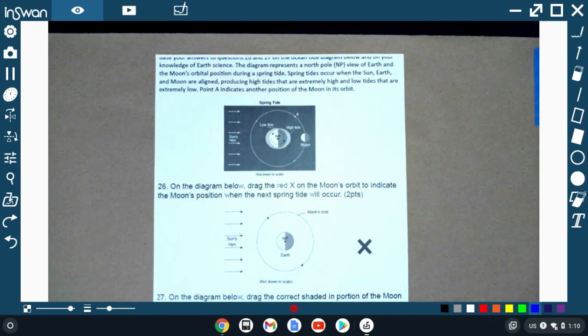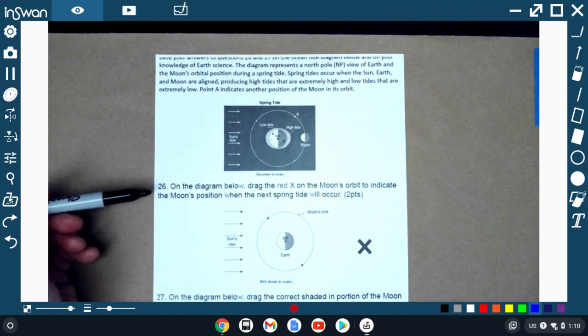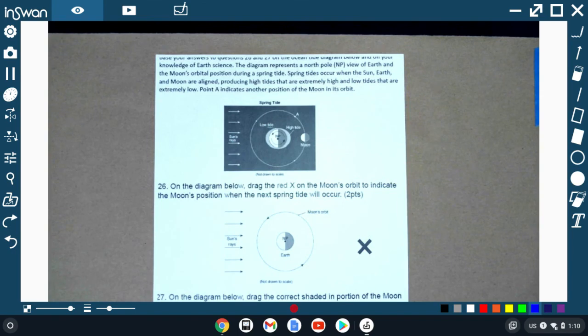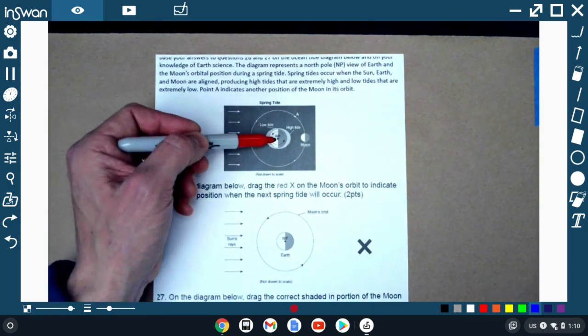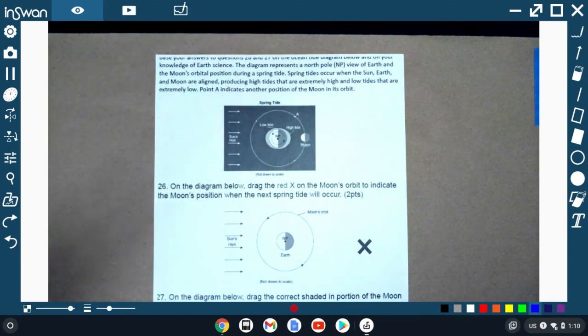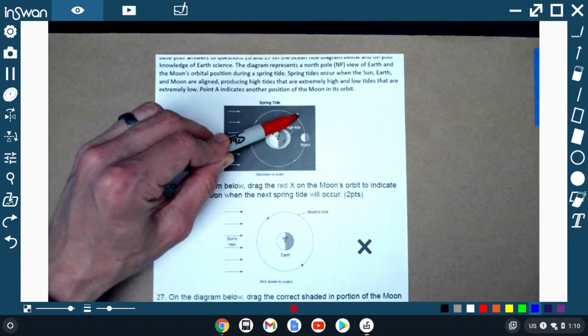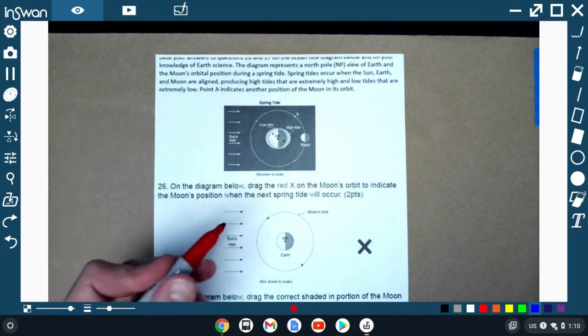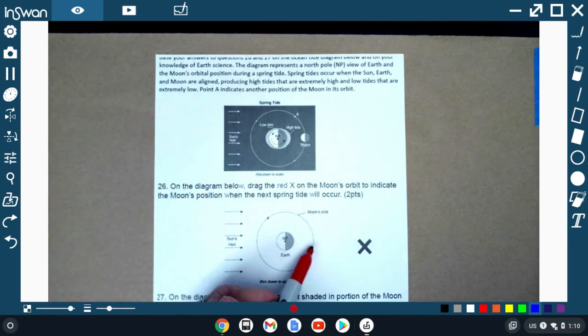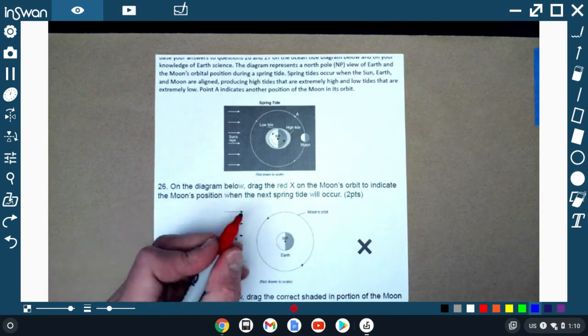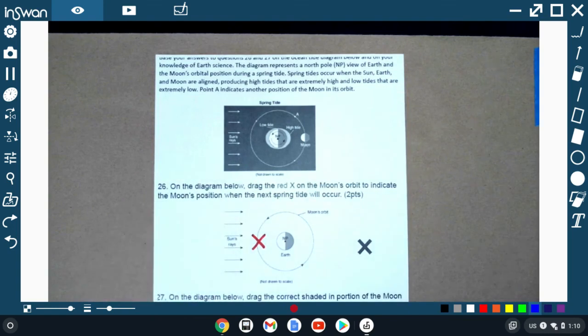Now, what they want to know is, on the diagram below, drag the red X on the moon's orbit to indicate the moon's position when the next spring tide will occur. Well, we talked about the fact that a spring tide is when you have the highest tides, and that's when the sun, the Earth, and the moon are all lined up in a straight line. And so that means the moon would have to move around over to this side. And so if we're looking at this diagram, the moon is right here on the diagram above. And if we wanted to move it around to the other side, the X would have to be somewhere in that location.